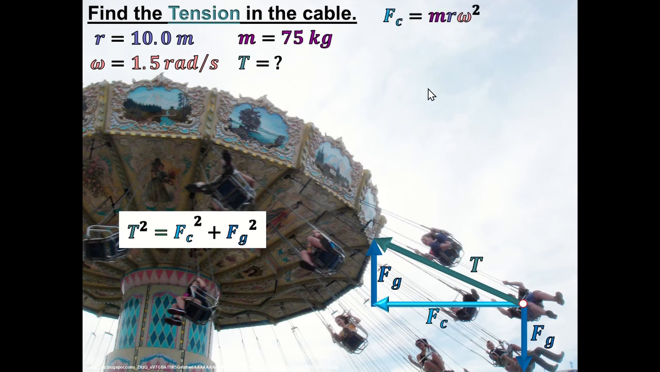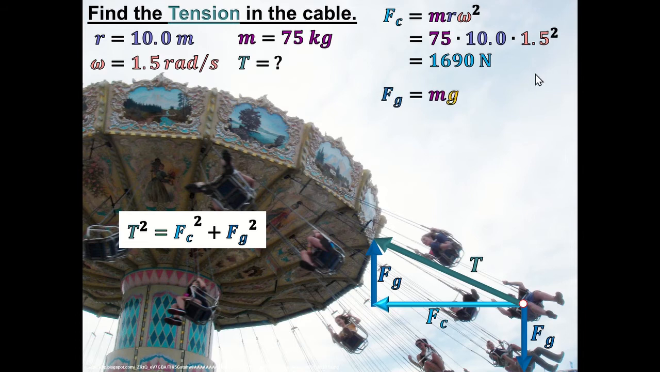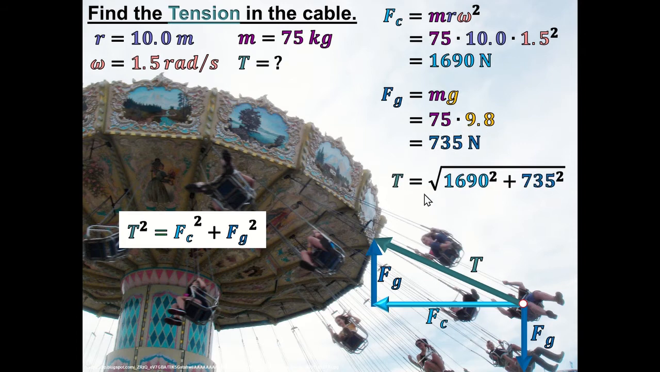So let's go ahead and calculate the centripetal force. It is an angular velocity, so we're going to use this equation. And so we have the mass, we have the radius, the angular velocity squared, and that's going to be how much force is pulling that 75 kilogram person into a circle. And then we can calculate what they weigh, the force of gravity. It's just their mass times the acceleration of gravity. So this mass and that acceleration of gravity, that's what they weigh. So now we're just going to do Pythagorean's theorem solved for T.